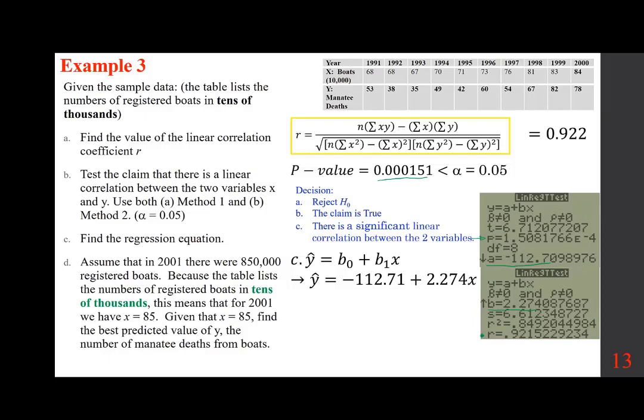And the last part, because the correlation is strong and because we rejected H0 and we said there is a correlation, we just simply put, in other words, instead of using y bar, we use the regression equation and we plug in the value, it becomes 81. So if we have 850,000 registered votes, we expect 81 manatee deaths. So that is using technology. Let's quickly do the test of hypothesis on that again, just for practice.